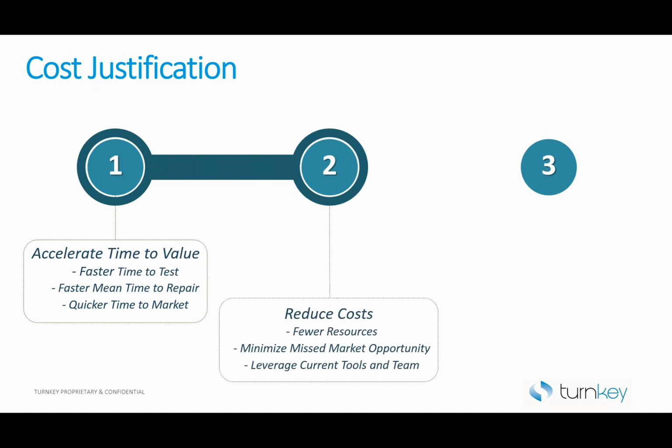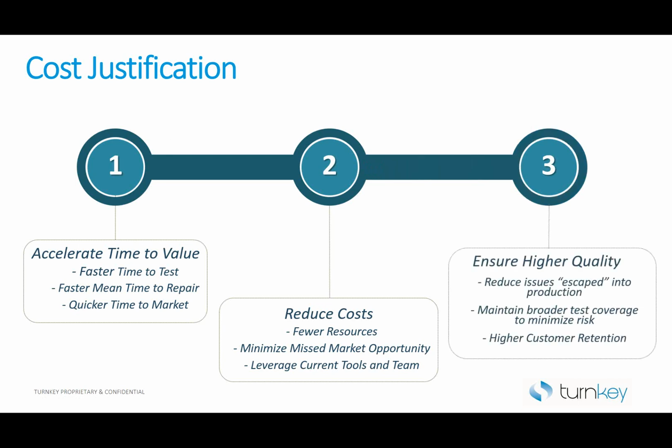So finding ways to reduce costs and to streamline this process is important to justify the expense and the effort. So this occurs by real efficiency gained in implementation of the 5 steps that we talked about. It should require fewer resources. More importantly, it should minimize missed market opportunities. Faster to market means quicker time to revenue. And it enables you to leverage current tools, perhaps, and team members, but integrate them, have them function in a more collaborative fashion.